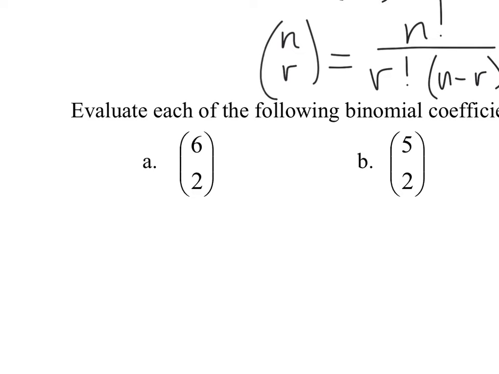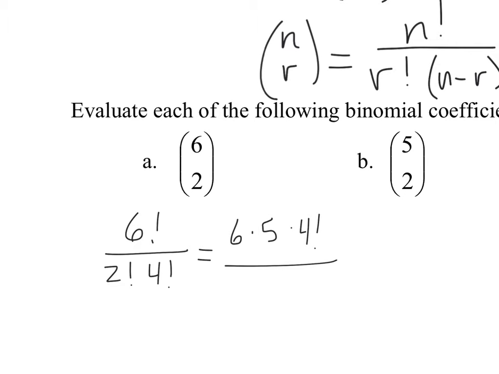So when I have 6 above 2, I can write this as 6 factorial divided by 2 factorial times 4 factorial. And the way I see this in my head, I know this is going to be 6 times 5 times 4 factorial over, well, I know 2 factorial is 2 times 4 factorial. Those will cancel. So really, I'm going to end up with 30 divided by 2, which is 15.